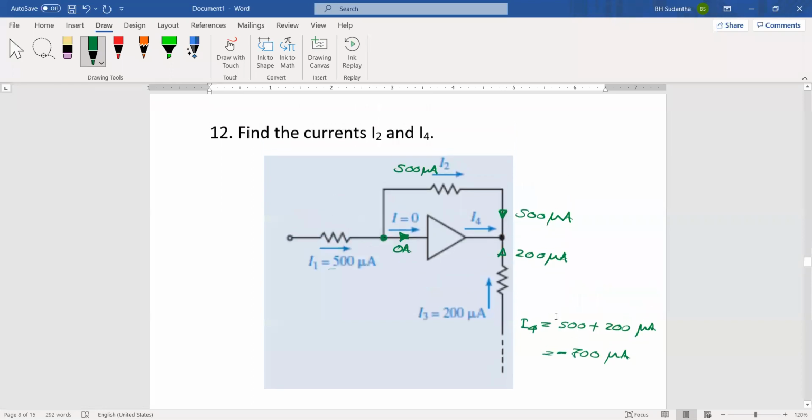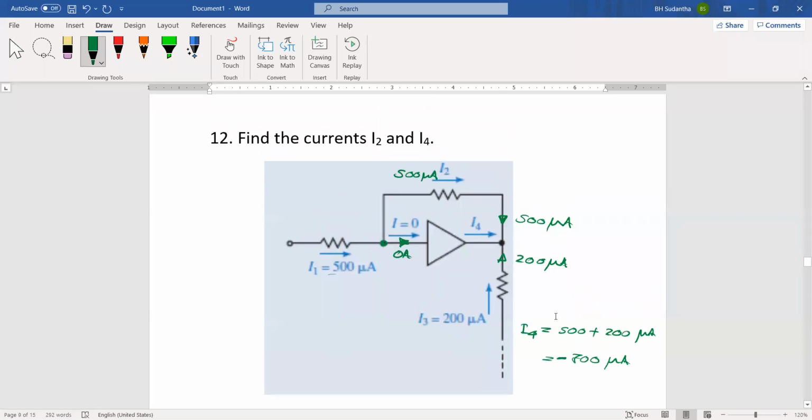Okay, then this is the 12th question. Actually, this is very easy because you have to consider this current. This current has to go this way, but 0 ampere current is mentioned here. We don't know why, but for some reason the current going inside this device is 0. Then this current should go to this resistor. It's 500 microampere.